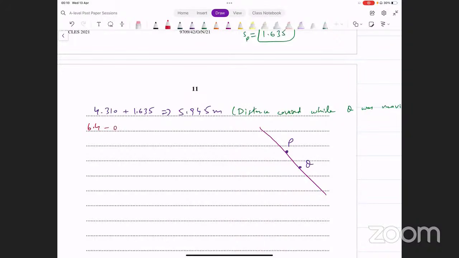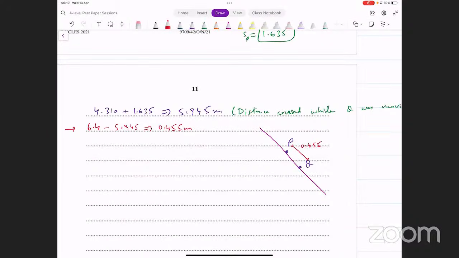6.4 minus 5.945. What does that give us? That gives us 0.4 something. ये क्या आता है? 6.4 minus answer, that's 0.455. This is the distance that they still have between them. 0.455 meters. अब इस point पे क्या हो रहा है?